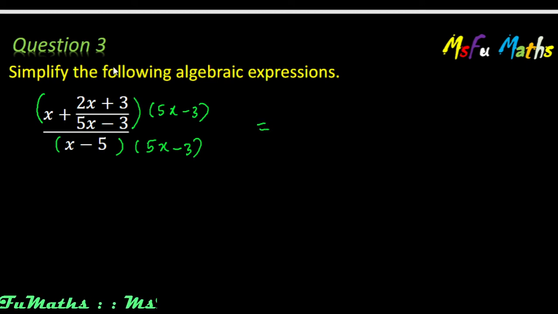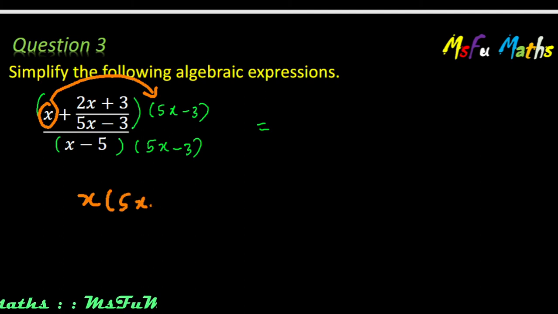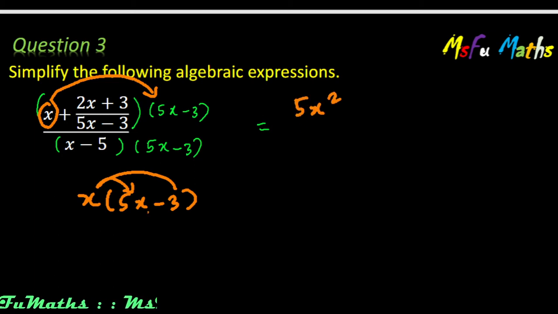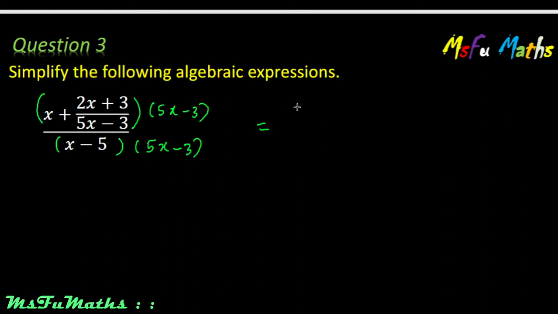Here you have two terms, one here and the other one there. For this and this, what you will get is x times 5x minus 3. So when you expand one by one, what you will get is 5x squared, right? x times negative 3 is negative 3x, right? So I'll write here 5x squared minus 3x.